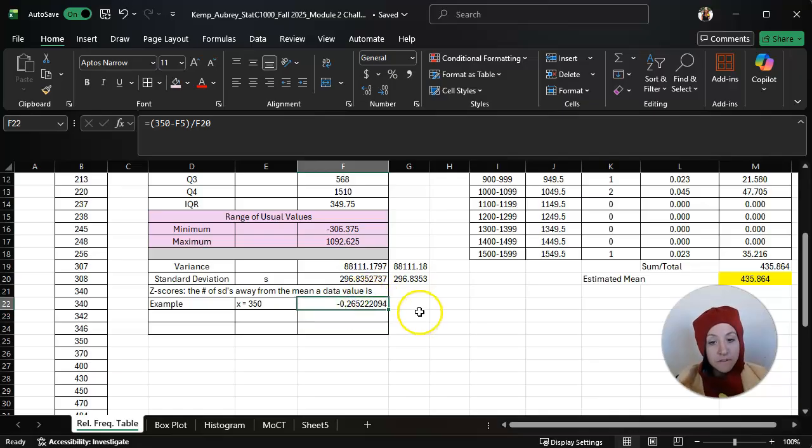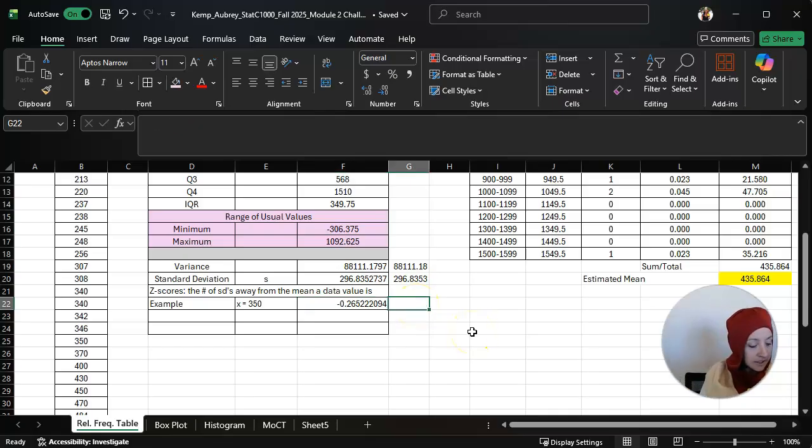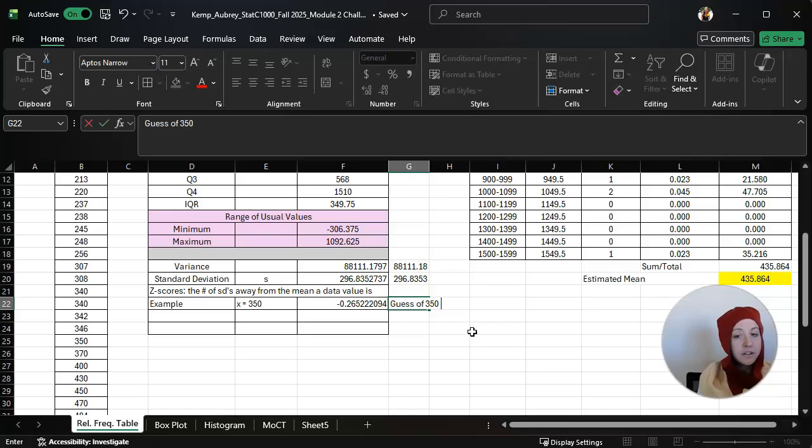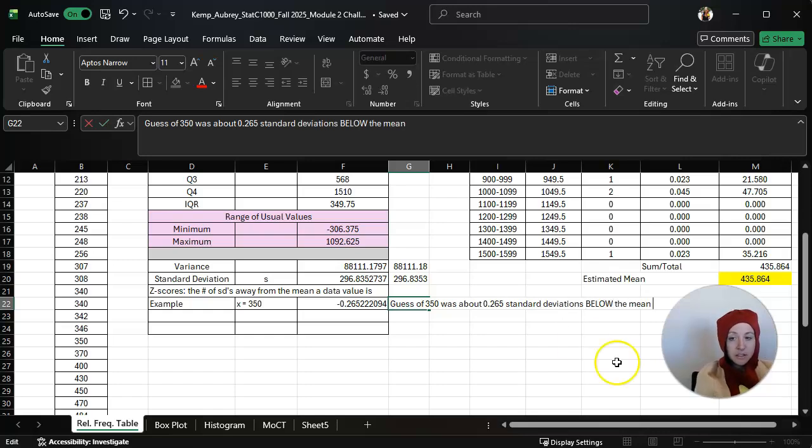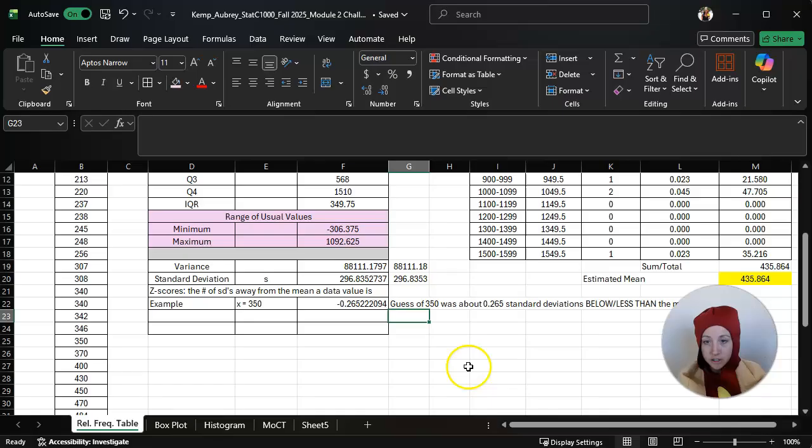So the z-score of this value is negative 0.265. What that means is the guess of 350 was about 0.265 standard deviations below the mean. I'll say about, because we round. And I want to clarify, by below, I mean less than, which we can verify: 350 is less than the mean, so our z-score should be negative.